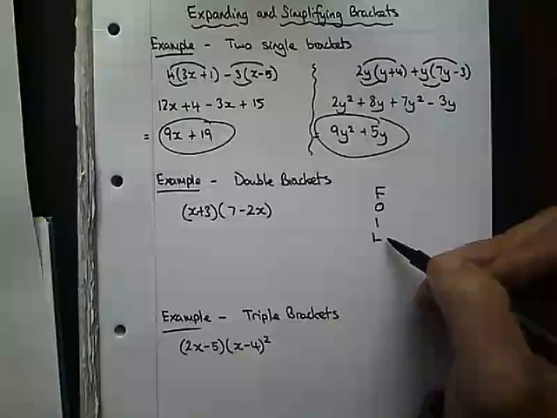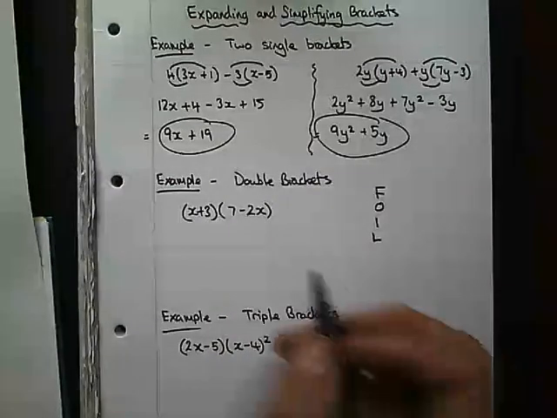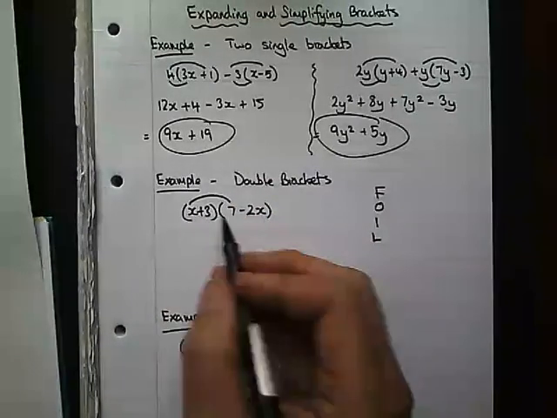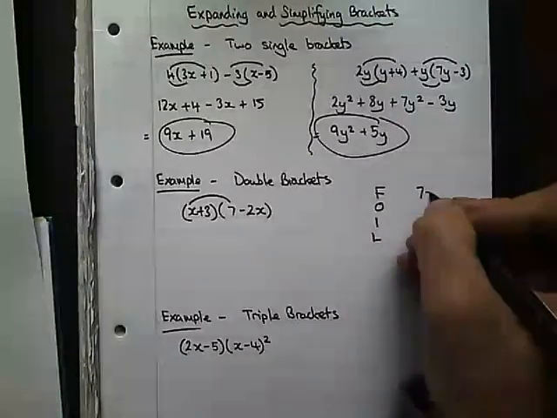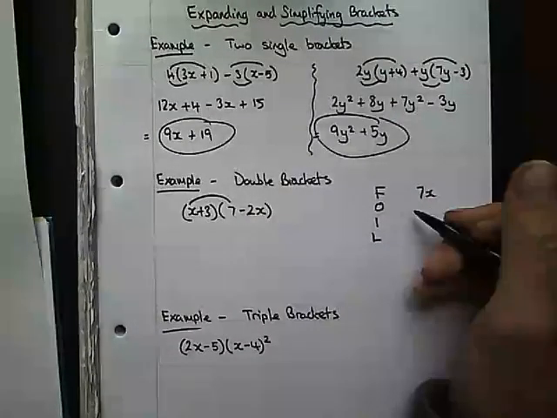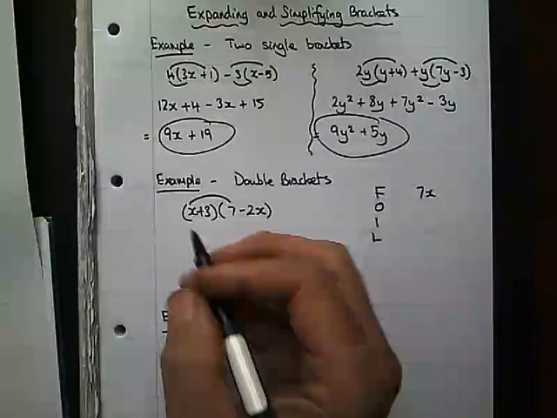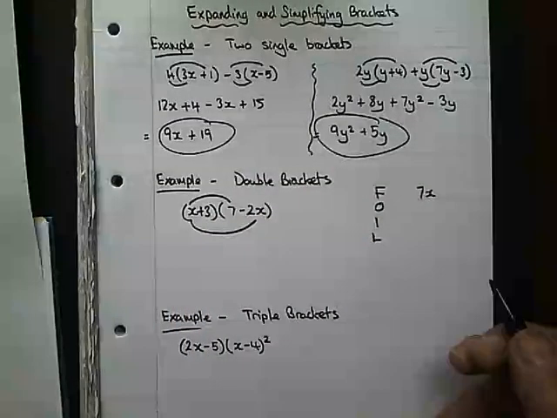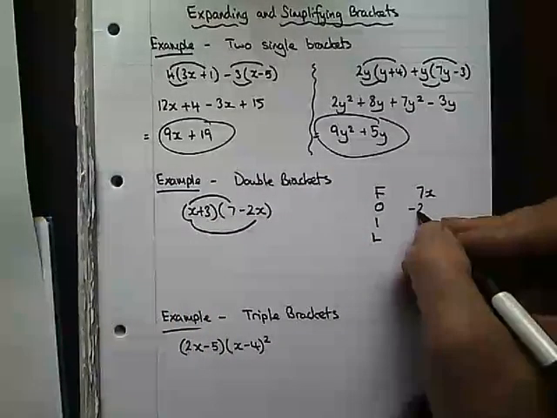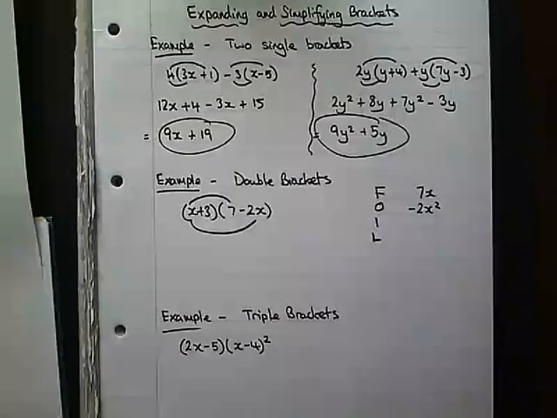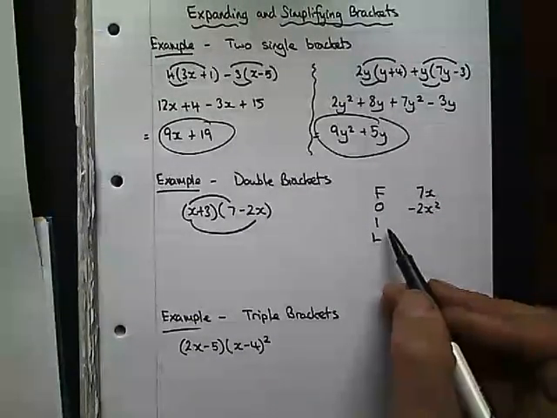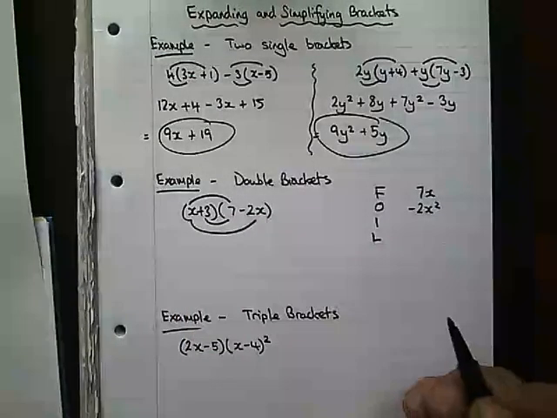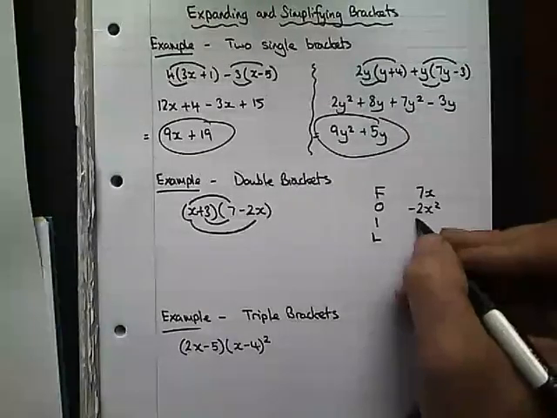Okay, so first terms in both brackets, well, that's x and 7. So that's 7 times x, which gets us 7x. The outer terms of the two brackets, well, that's x and minus 2x. So we're going to multiply x and minus 2x, and that gets us minus 2x squared. Okay. Then what we're going to multiply are the inner terms. Well, that's 3 and 7. So that's 3 times 7, which is plus 21.